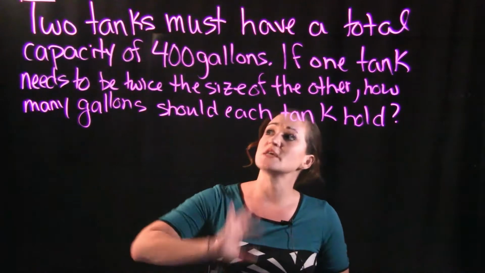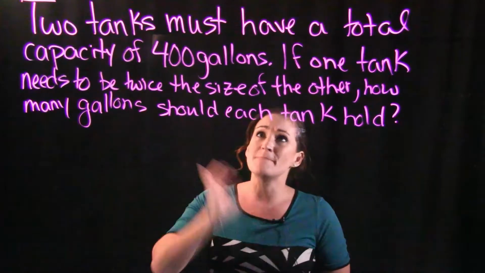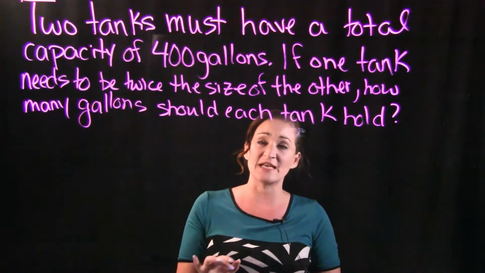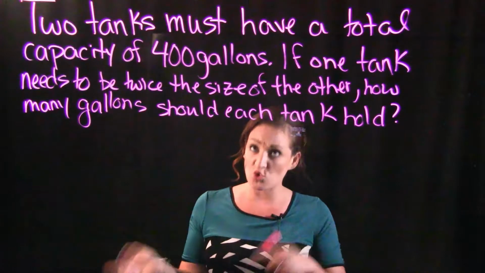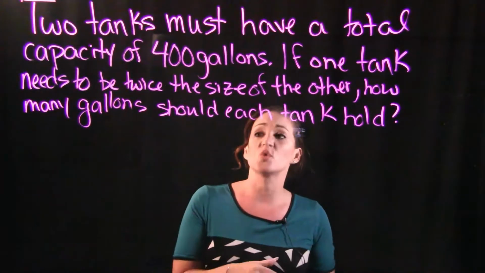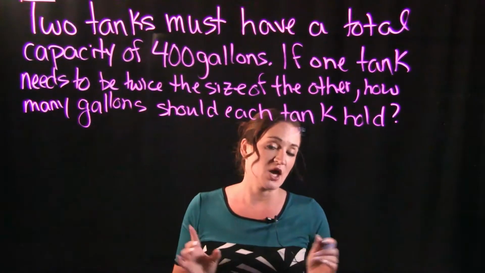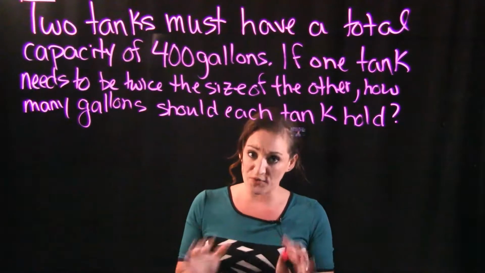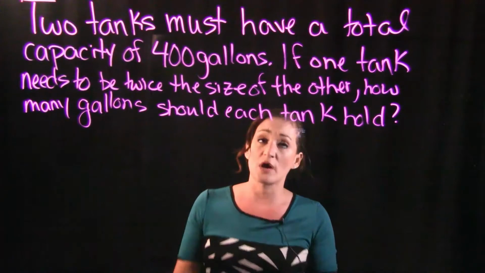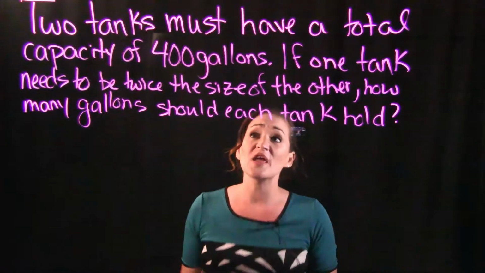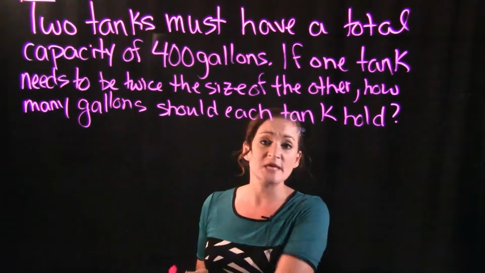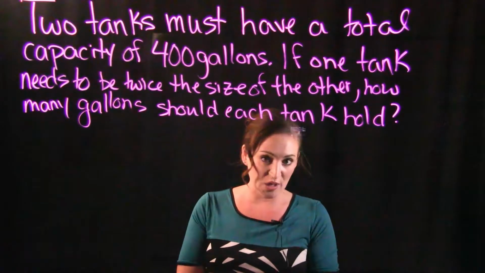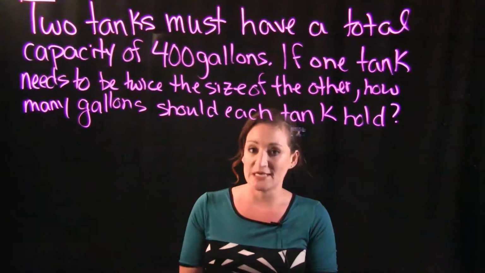So this one here says that we have two tanks that must have a total capacity of 400 gallons. If one tank needs to be twice the size of the other one, how many gallons should each tank hold? So we have two tanks, and together both of the tanks need to have 400 gallons. And the only thing that we know is that one is going to be twice the other one. And based off this situation, we need to create our equation and then we need to solve it.